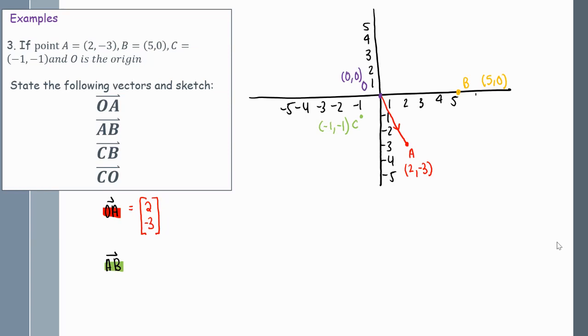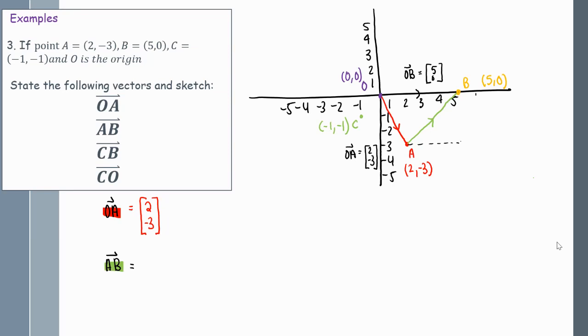Our next job is to find vector AB. I'm going to draw this in green. OB is (5, 0) as a vector. We're going 5 units to the right, but no units up or down. I also know that OA is (2, -3). These might come in helpful depending on what method you use to find AB. I'm going to do it in both ways.